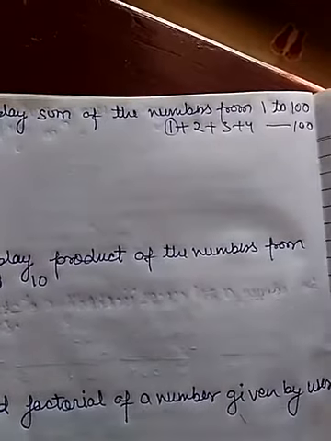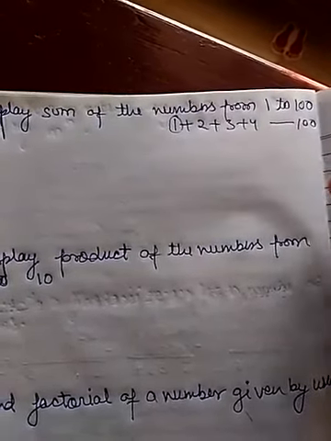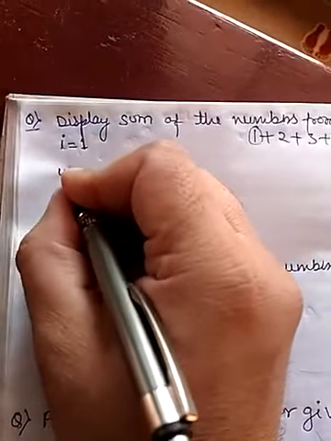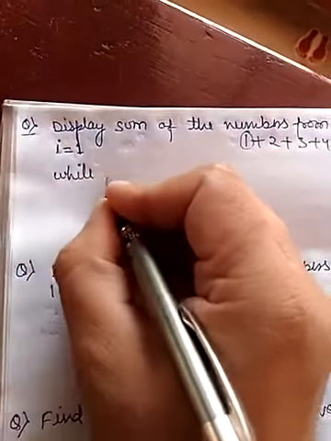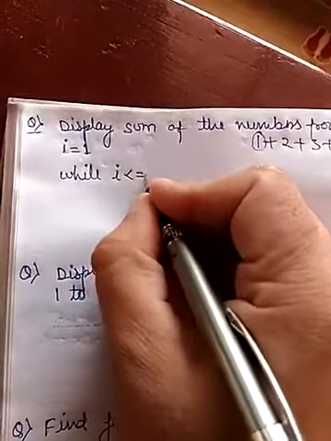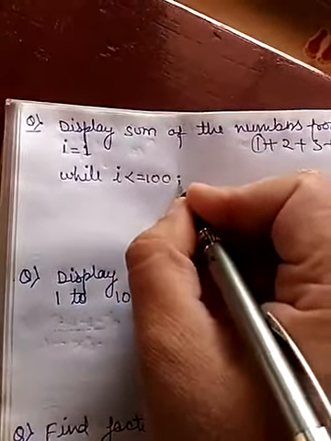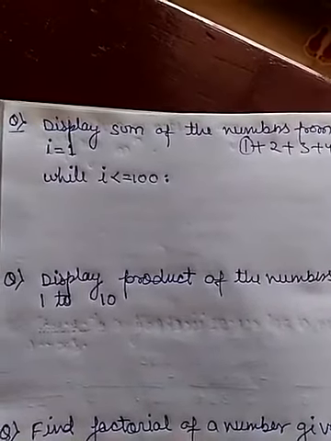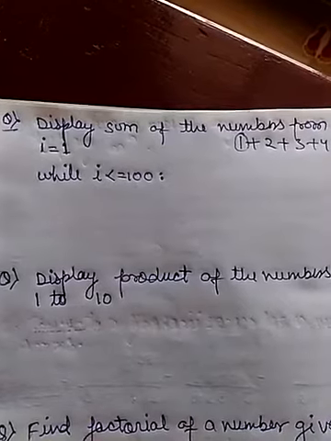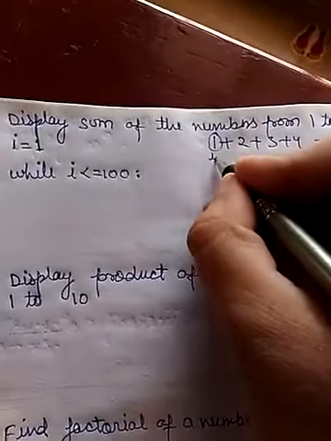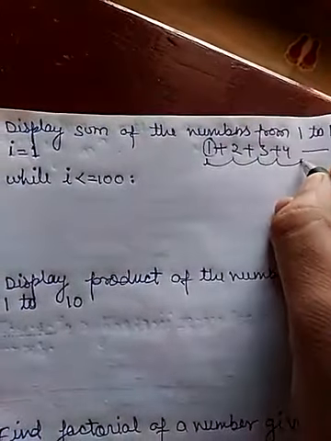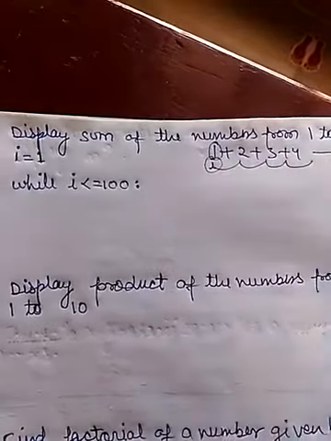After that, the condition for the execution of the loop: we have to execute the loop till 100. So we have initialized from 1. Now while I is less than or equal to 100, this is the condition for the execution of the loop, and within the loop we have to perform the addition of the numbers. This is the variable I which was initialized with 1. Now it is 2, 3, 4, 5. So we are adding the value of I in the sum.